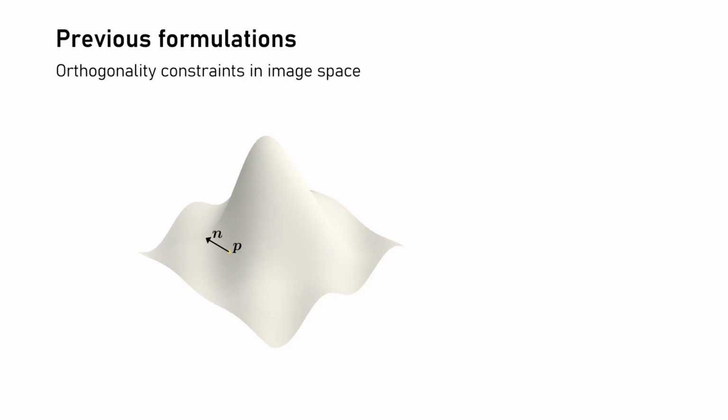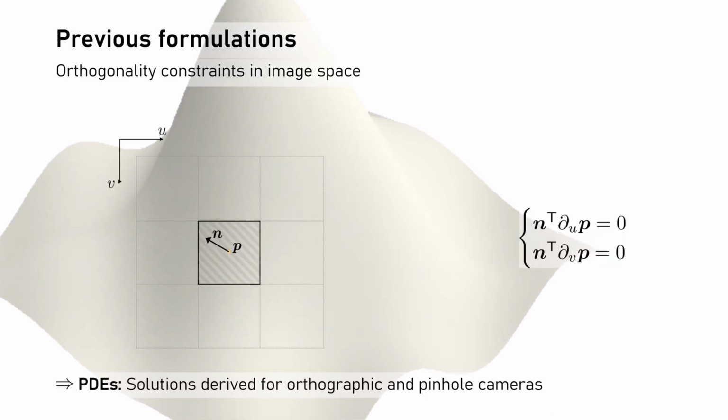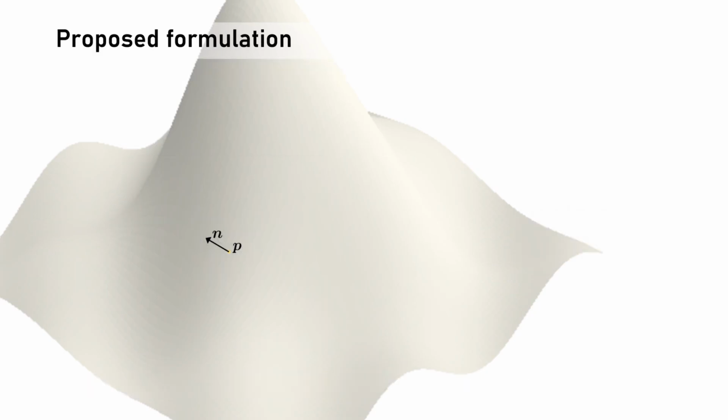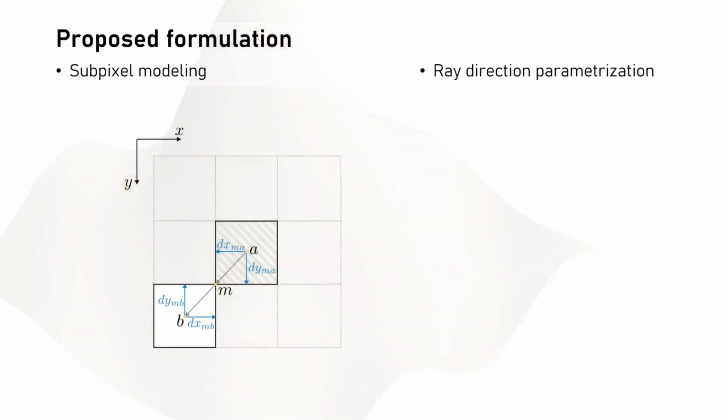The majority of the previous formulations for surface normal integration are based on orthogonality constraints defined in image space. These result in a set of partial differential equations from which solutions can be derived for orthographic and pinhole cameras. We instead propose a formulation derived from slightly different assumptions. First, we introduce subpixel modeling by considering for each set of neighboring pixels A and B a subpixel M that interpolates between them. We then propose to parameterize the surface points through ray direction vectors.